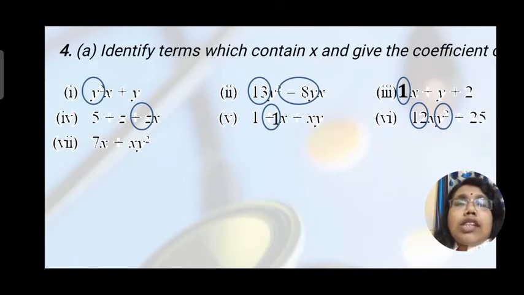Lastly we have 7x plus xy squared. So the coefficient of x in the first term is 7 and in the second term is y squared.